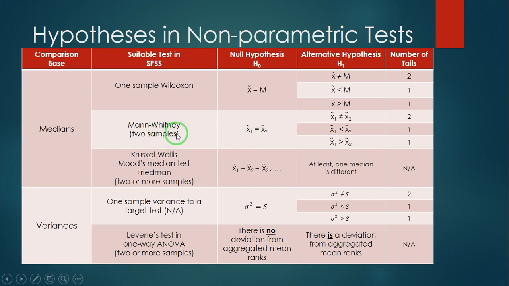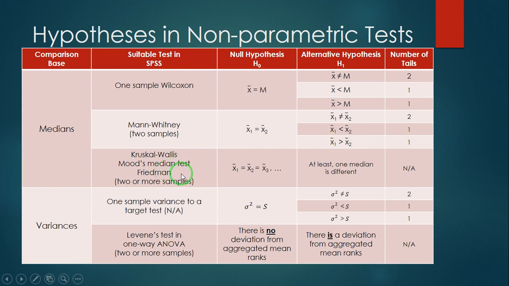If you have two samples and your goal is to compare the medians of those two samples, you can choose the Mann-Whitney test in SPSS, and the null hypothesis is x tilde for the first sample equals x tilde for the second sample. And if you assume x tilde for the first sample is not equal to x tilde for the second sample, it would be a two-tailed test. And the other alternative hypothesis could be that x tilde for the first sample is smaller or greater than the x tilde for the second sample.